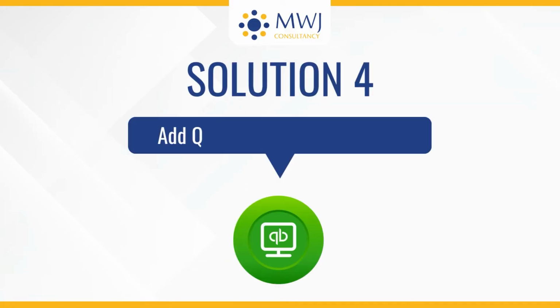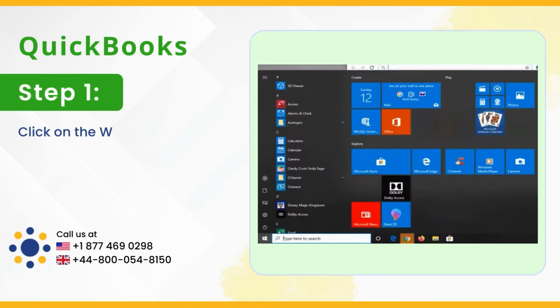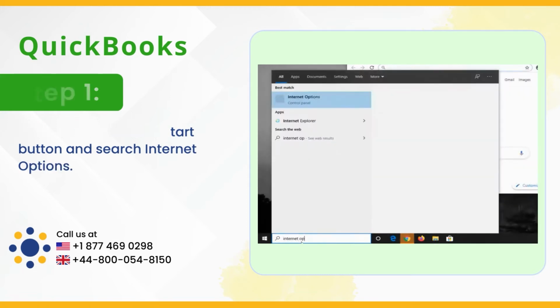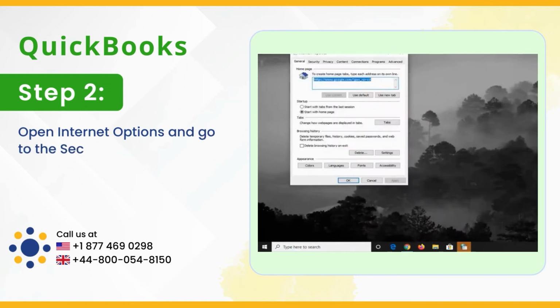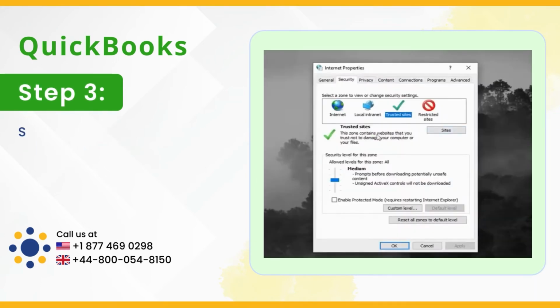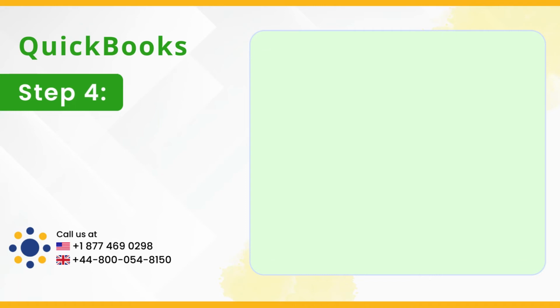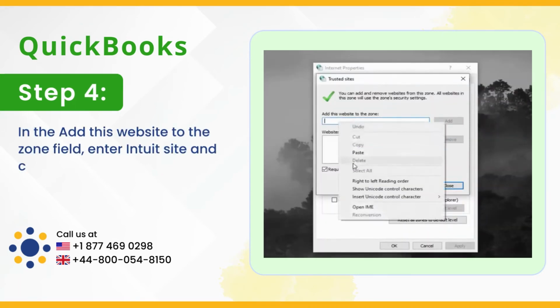Solution 4. Add QuickBooks as a trusted site. Step 1. Click on the Windows Start button and search Internet Options. Step 2. Open Internet Options and go to the Security tab. Step 3. Select Trusted Sites and click on Sites. Step 4. In the Add this website to the zone field, enter the Intuit site and click on Add.